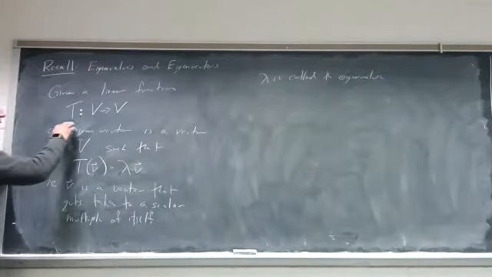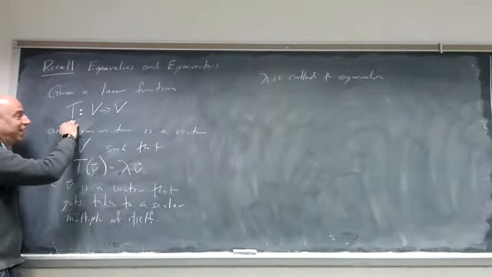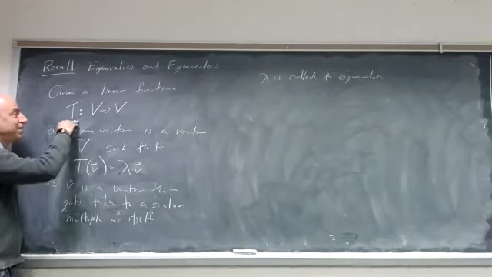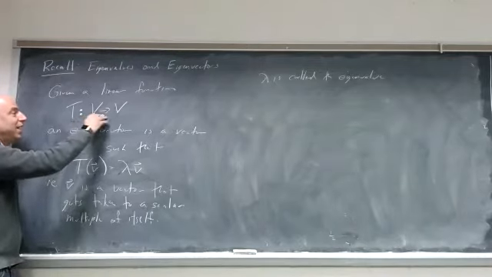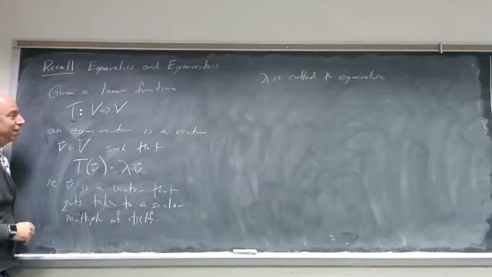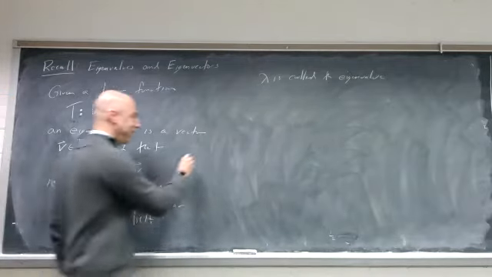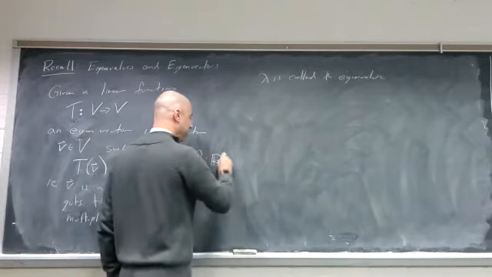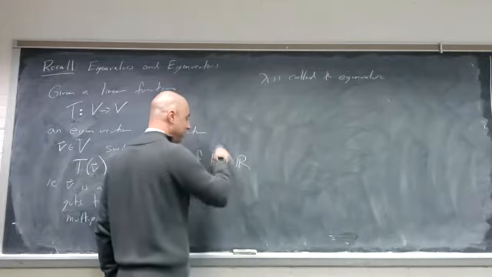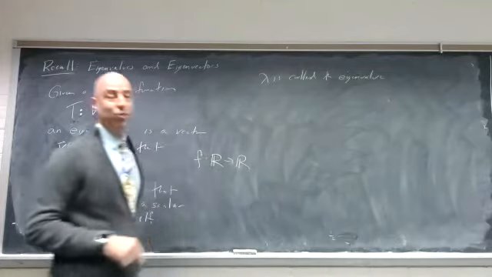So you see this notation like in a calculus class. This just means that T eats things in v and gives you back things in v. Like in calculus, you would see a function goes from the reals to the reals. So the domain is in the real numbers and the range is in the real numbers.